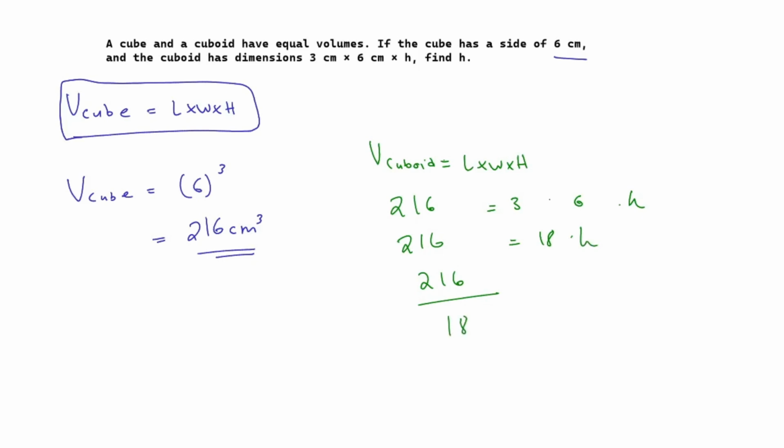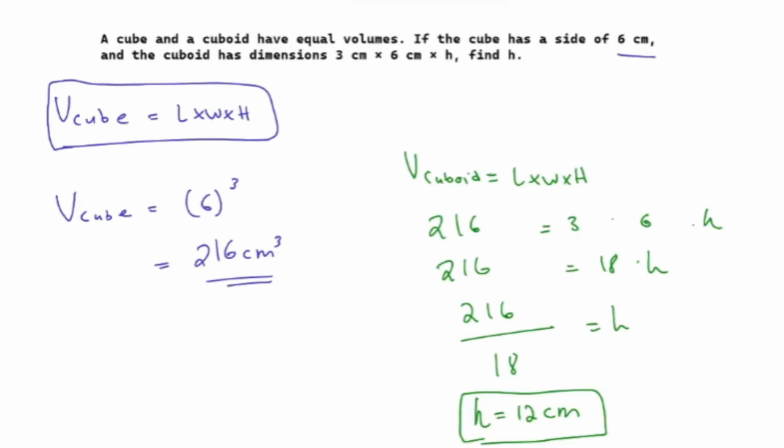Okay, so then we divide it by 18. It's going to give us a height. 216 divided by 18 is 12. So therefore the height in this case of my cuboid is 12 centimeters.